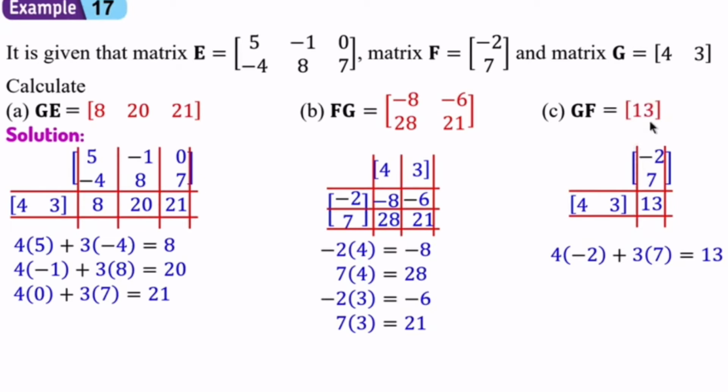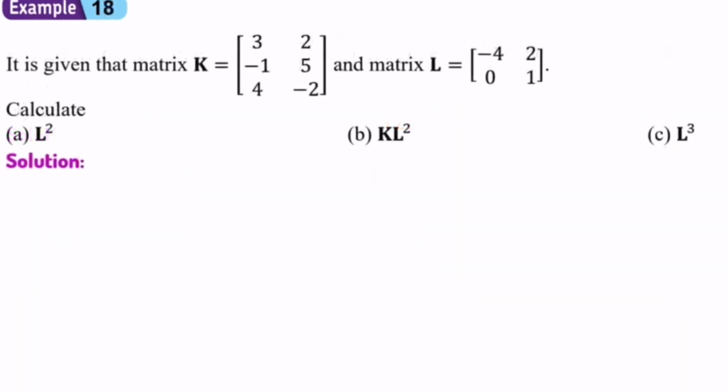Alright. Now let's discuss another example. Let's say we want to find L square. L square means L times L, the two matrices multiplied by each other. So we cannot just square the elements.